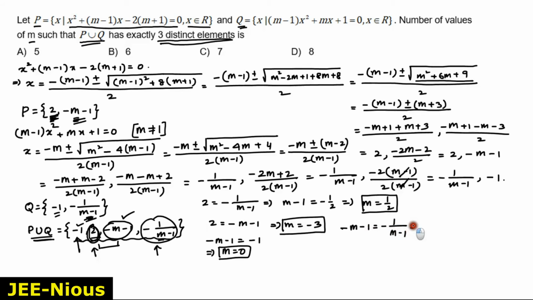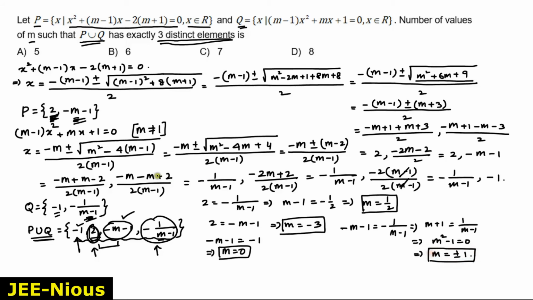Now the other option is, if minus m minus 1 is equal to minus 1 by m minus 1. So from here we are having m plus 1 is equal to 1 by m minus 1, which implies m square minus 1 equals 0, which implies m is plus minus 1. Okay. So m is plus minus 1.